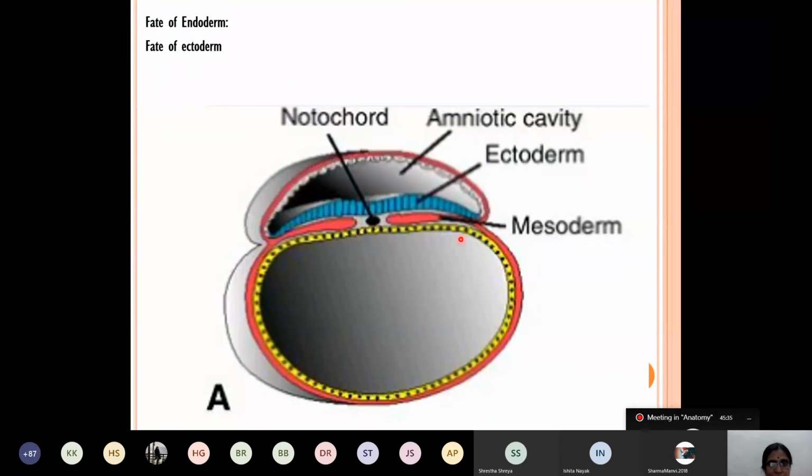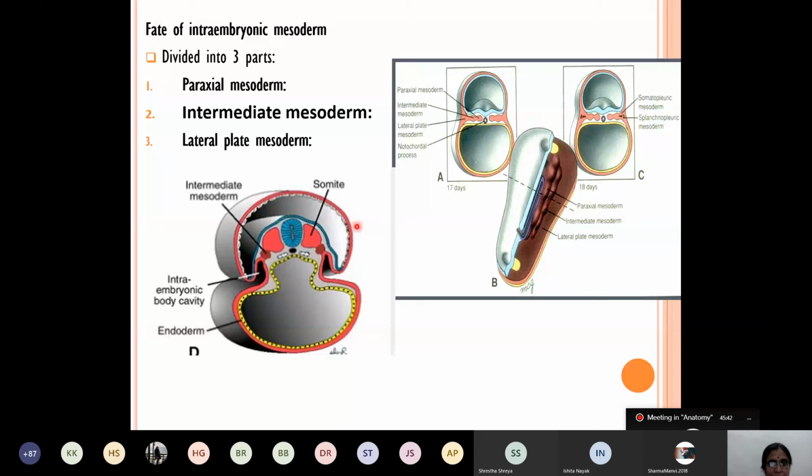And you should know, my dear student, what is the fate of the endoderm. This is the yellow layer, mesoderm and ectoderm. Now in the mesoderm, you should know what are the parts of the mesoderm. This is the neural tube. By the side of the neural tube is the notochord. This black one is the notochord. This is the paraxial mesoderm. By the side of paraxial is intermediate, and by the side is lateral plate mesoderm. Paraxial mesoderm later gives rise to somites. Somite has sclerotome, dermatome and myotome. Sclerotome gives rise to bone, dermatome gives rise to dermis, myotome gives rise to muscle.